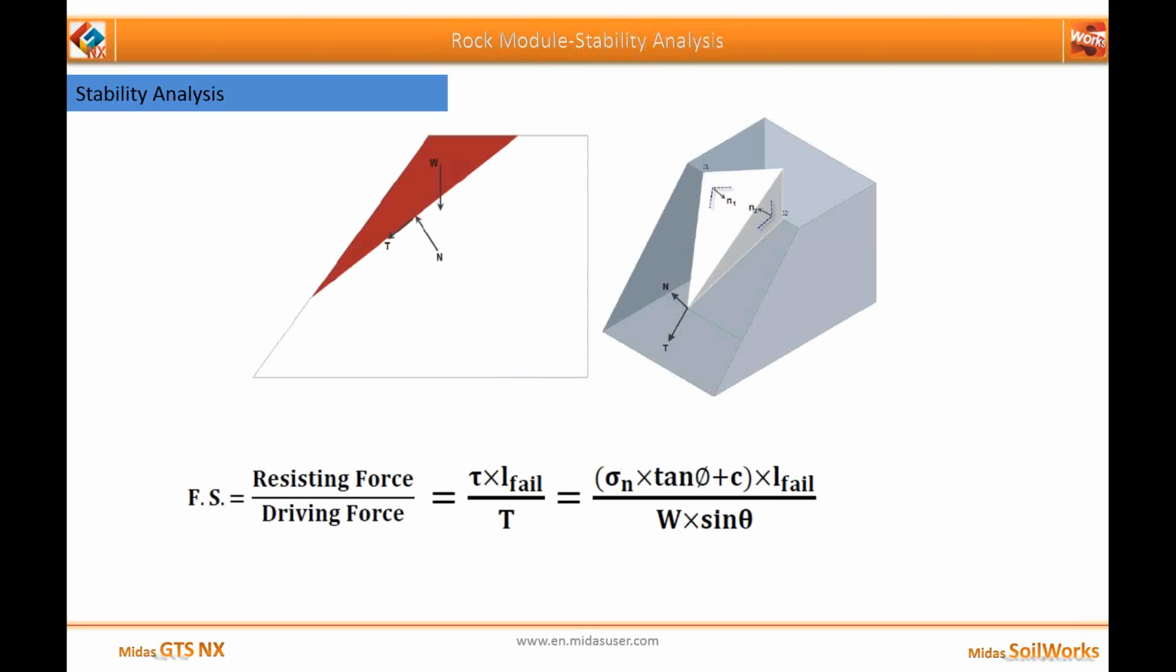Okay. So the stability analysis, when we deal with it, is very simple. Like LEM, the factor of safety is calculated as the resisting force upon the driving force. So you can see that it is nothing but the shear strength of the failure surface divided by the driving force, which is a result of the self weight coming onto that particular surface.